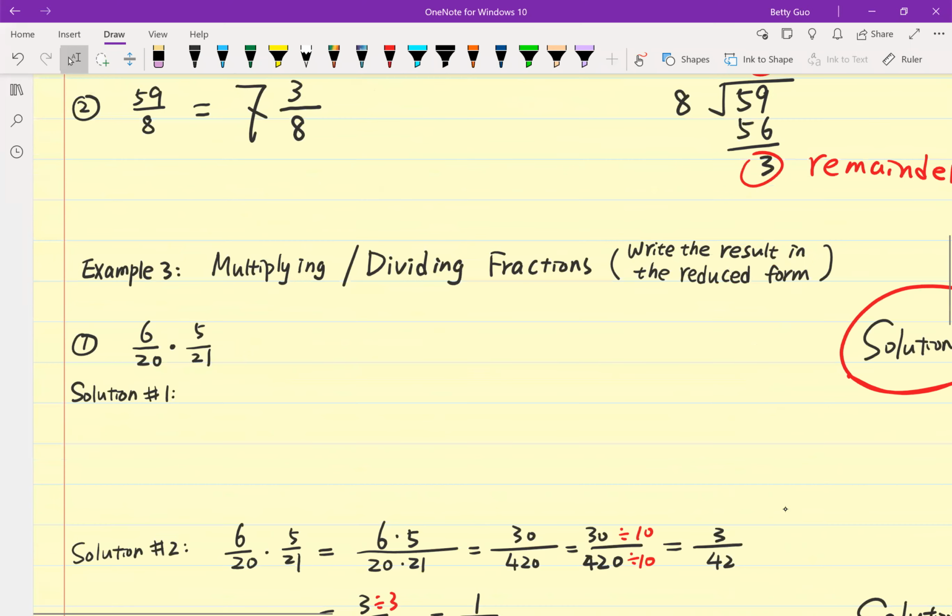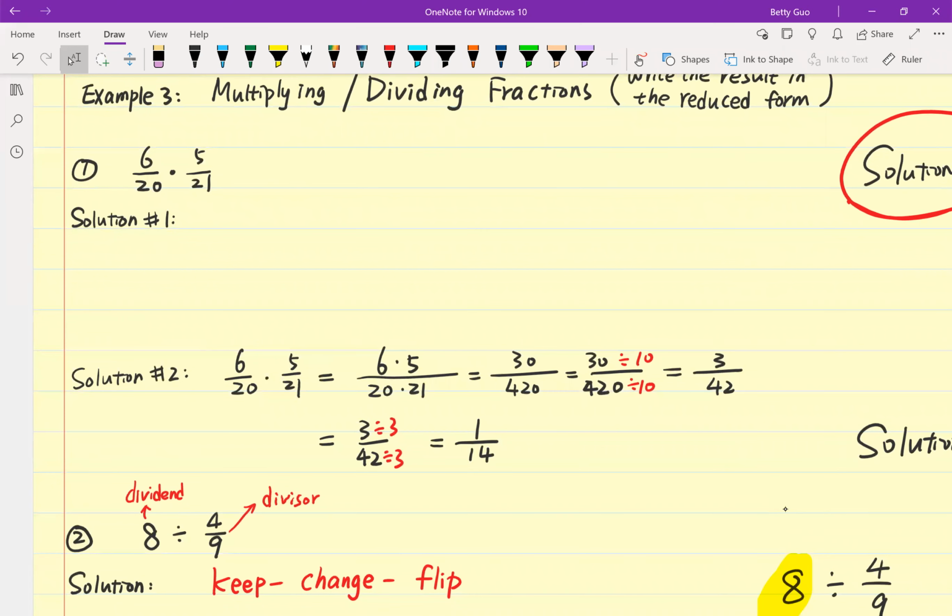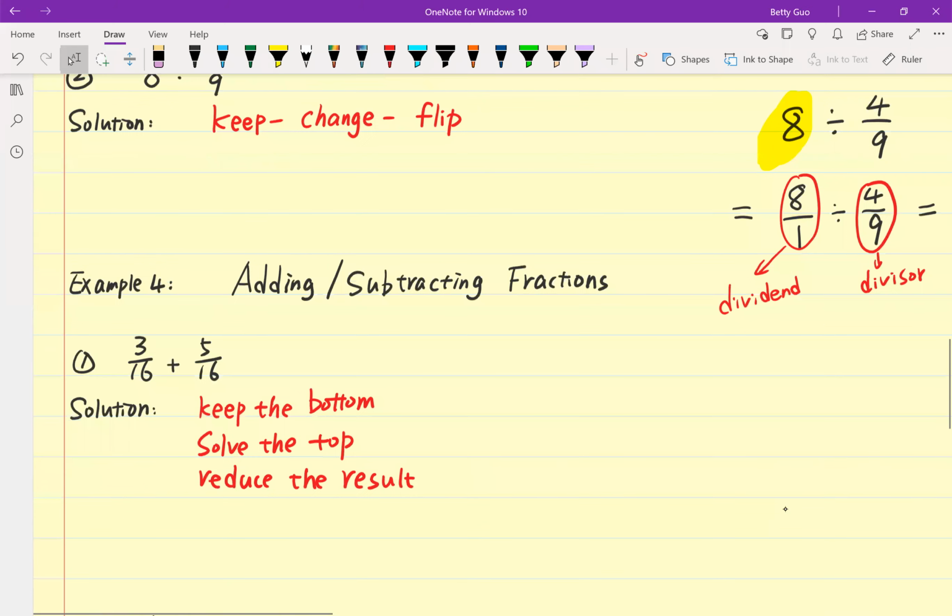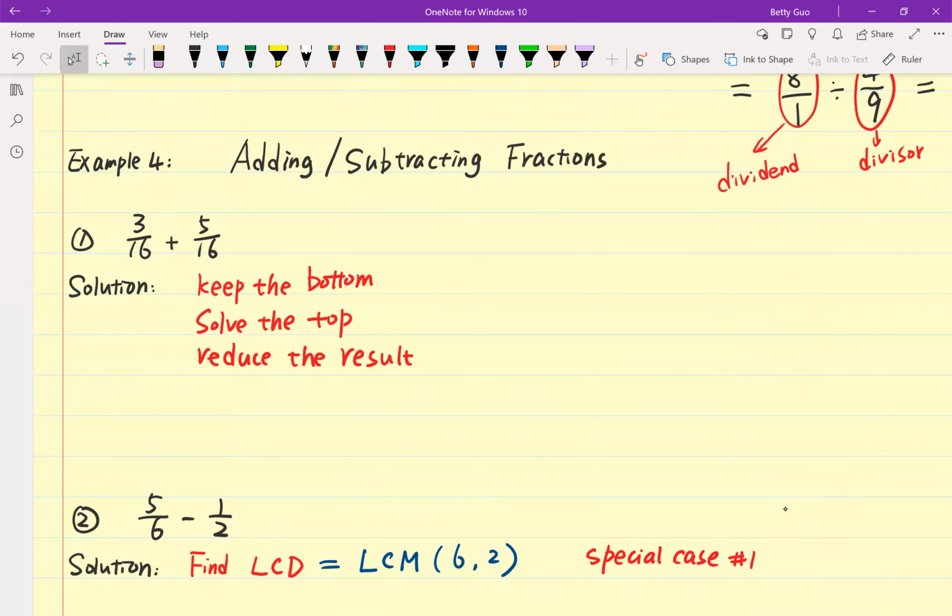Are we good with multiplying and dividing fractions? We get an idea, and we're going to practice later, okay? So that is how we multiply and divide. Now let's see how we add and subtract fractions. How do we add them together? How do we subtract one from the other?